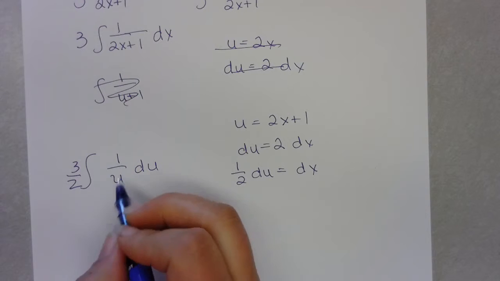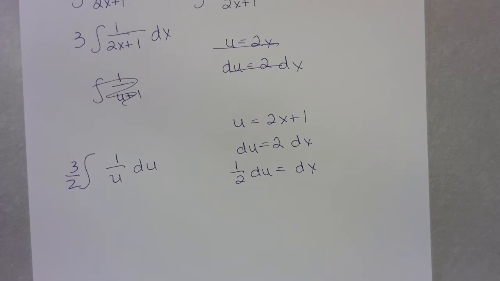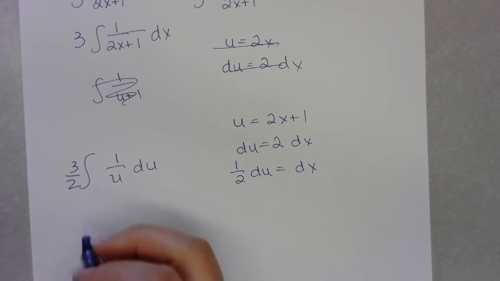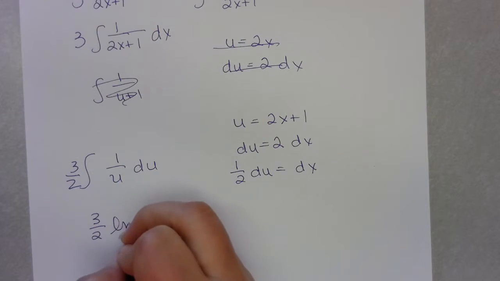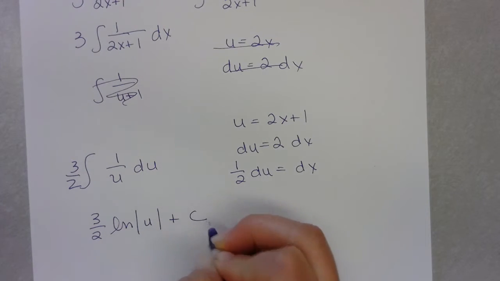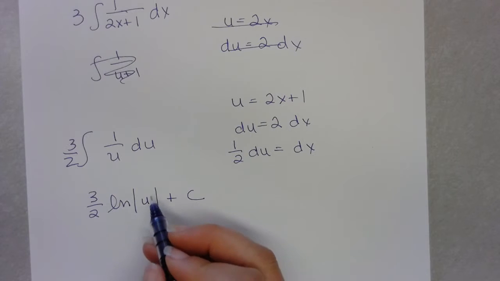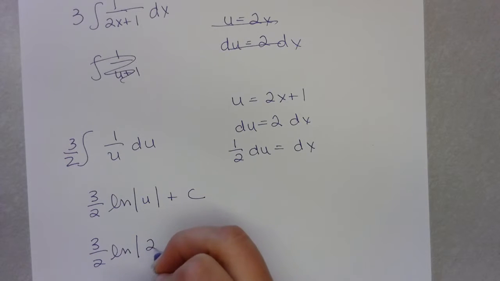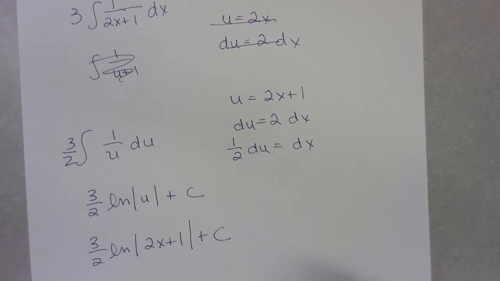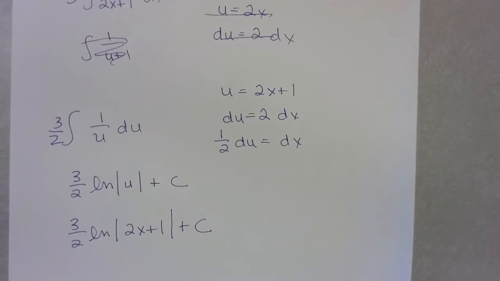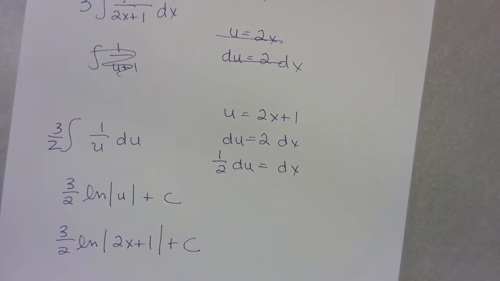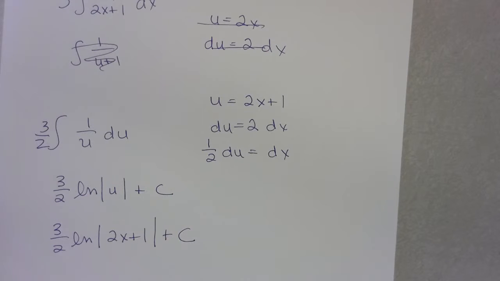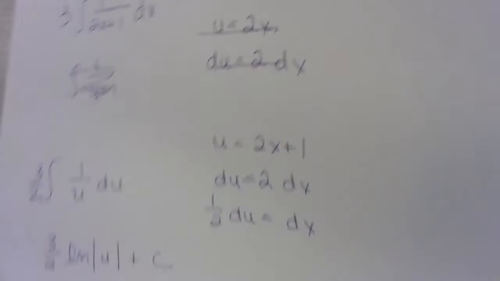So now I remember that 1 over u, if I write that as u to the minus 1, that's the one time my power rule fails me. And I know that what I need to do here is 3 halves times the natural log of the absolute value of u plus c. So then now I just have to go back, plug my u back in, and I'm good. So 3 halves natural log of 2x plus 1 plus c. All right, hopefully you're seeing that it seems complicated, but you have to do a few of them and then it sort of clicks.